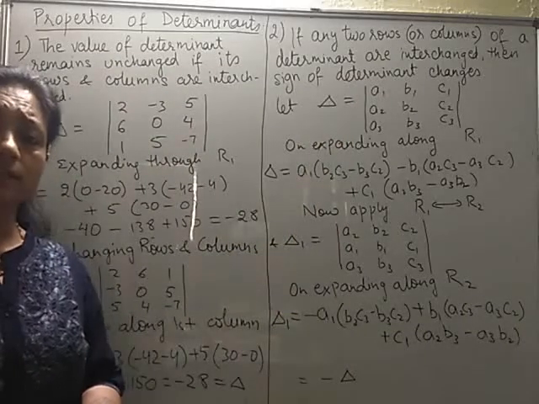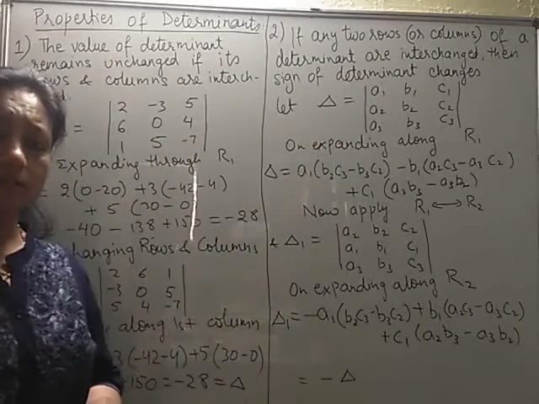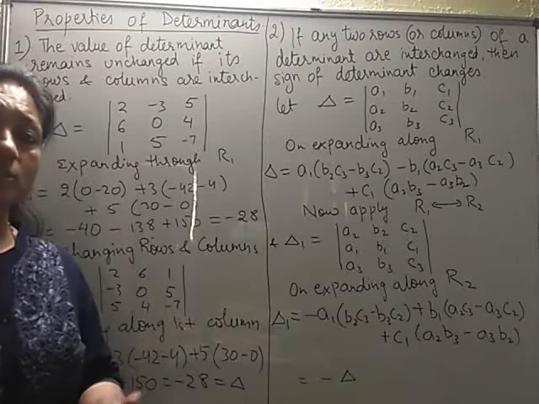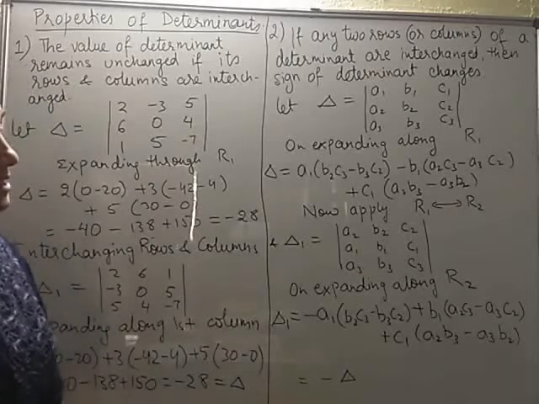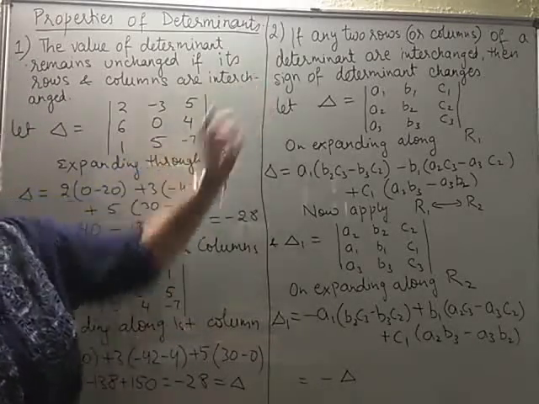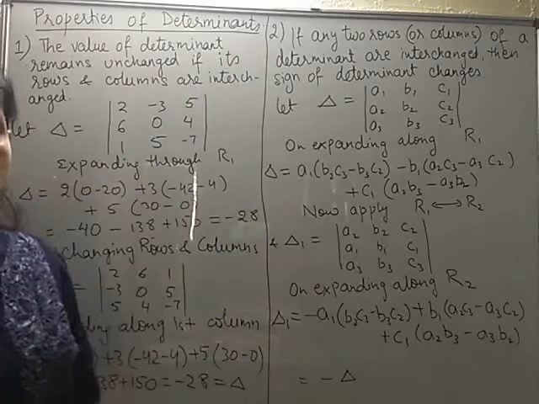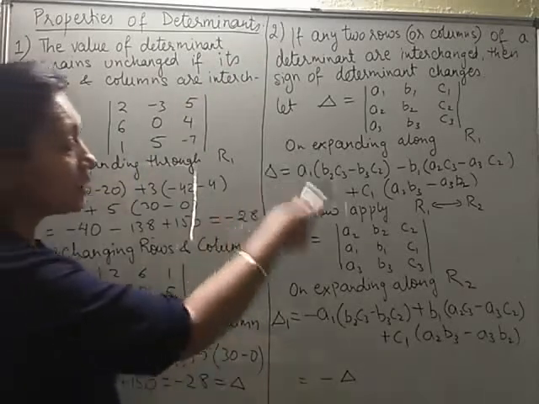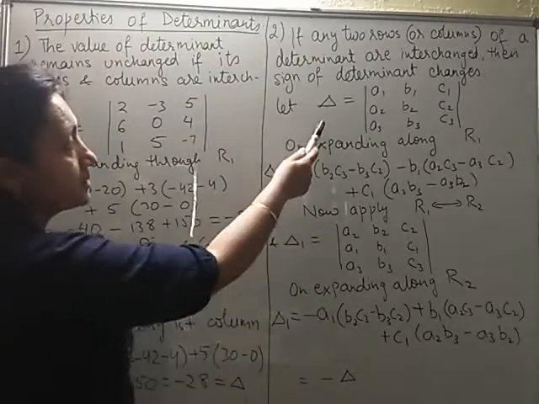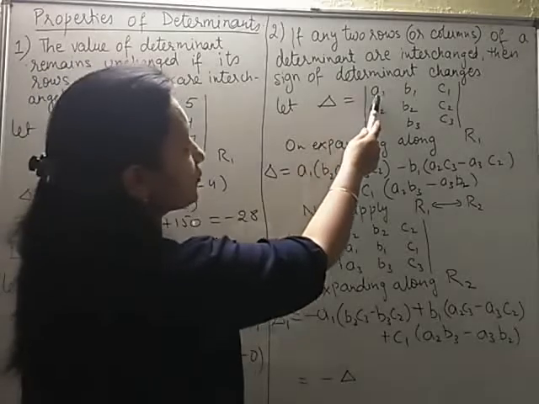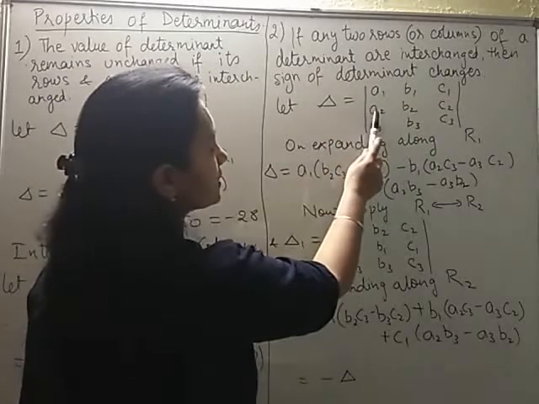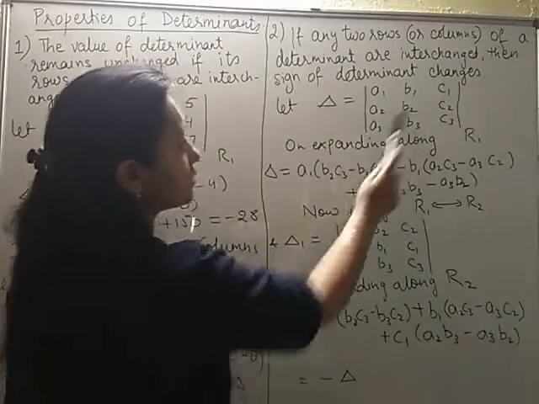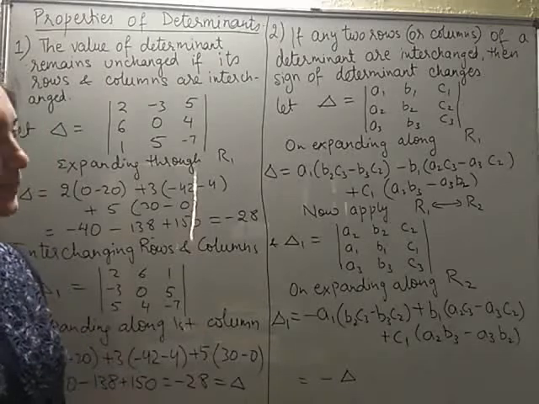So if initially the determinant was a positive real number or a positive expression, then it will get converted into -1 times it after the application of this property. Okay. So now this one I have generalized. Delta is the given determinant with first row elements A1, B1, C1, second row elements A2, B2, C2, and third row elements A3, B3, C3.